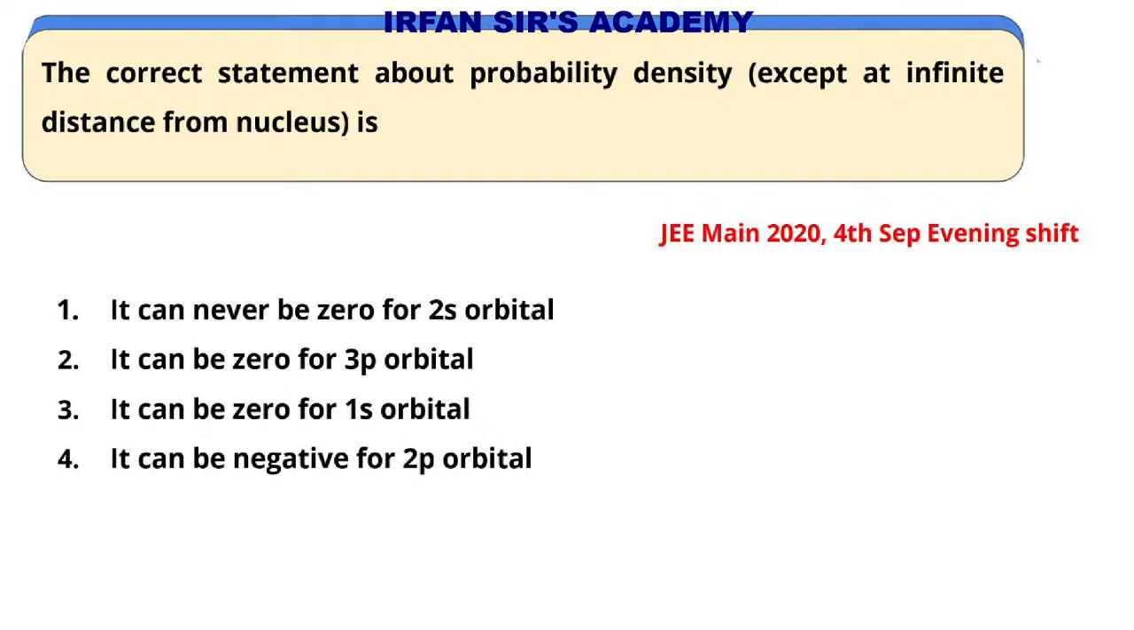Tell me the answer for this. Hafsa Ijaz: 1. Tell me the answer for this. 1, 1, 1. It can never be 0 for 2s orbital. Anyone else? Tell me the answer for this. What is the answer?